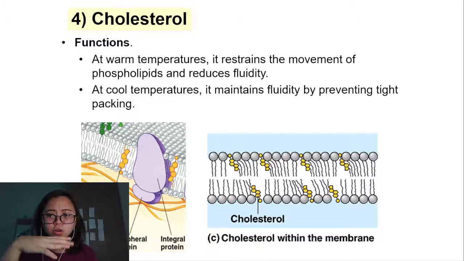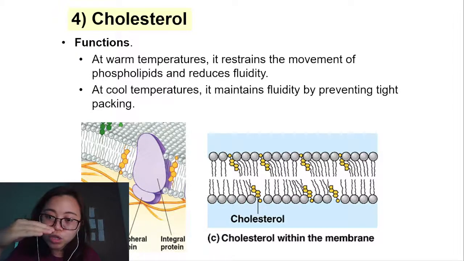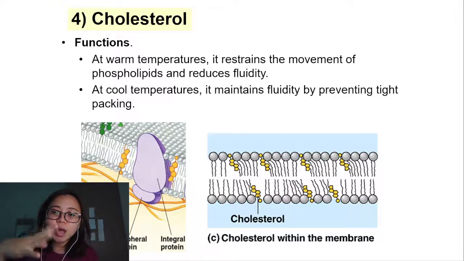Chill, bro. And when you reach cool temperature, cholesterol will maintain fluidity by preventing tight packing. When it is cool temperature, your phospholipid want to come together very close and not move at all. When it is cool, cholesterol will make sure your phospholipid are not too packed. Dia akan pastikan dia ada penjarakan sedikit supaya kamu punya plasma membrane masih boleh bergerak, masih fluid.